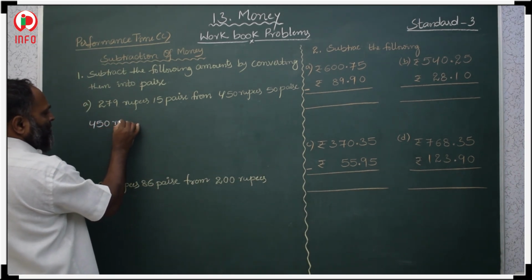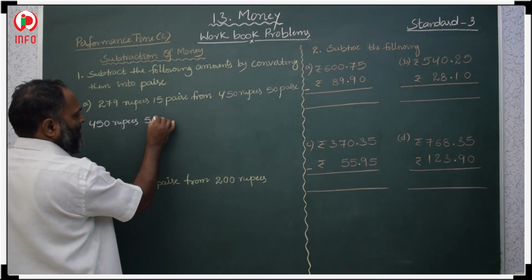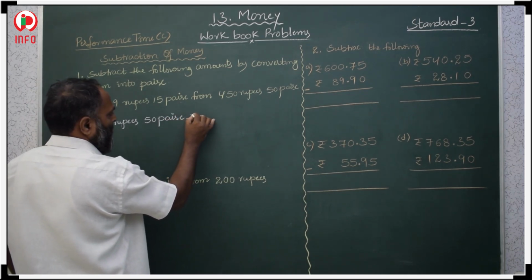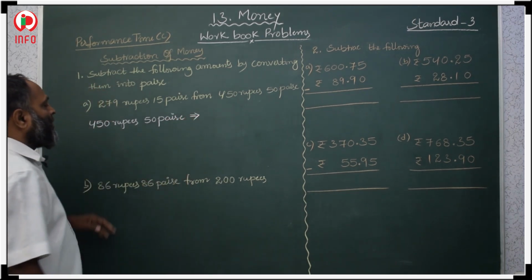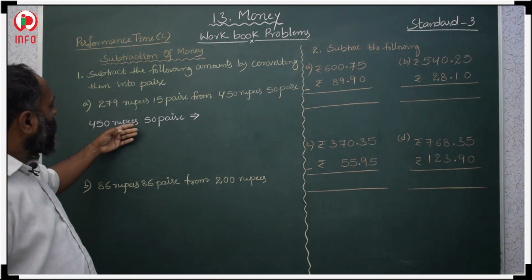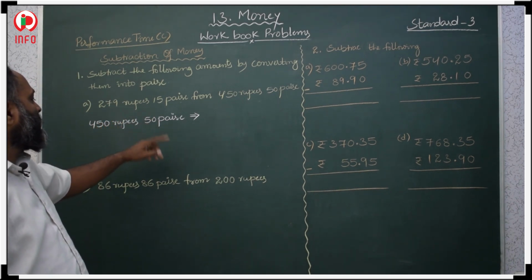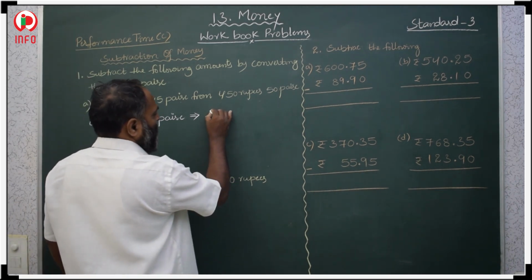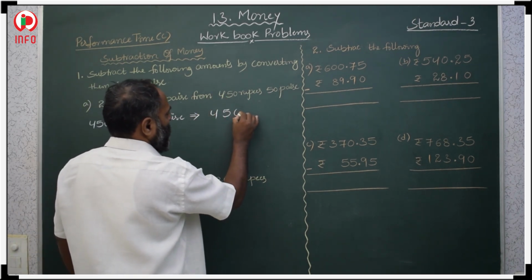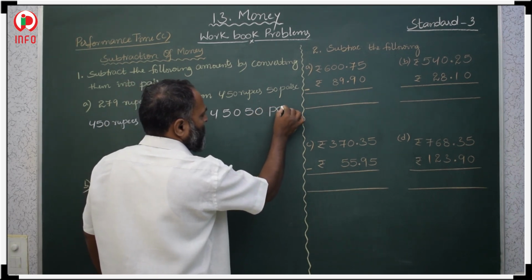450 rupees 50 pice. Then how to convert? Just eliminate the rupees and write your numerals. 45050, that is 45,050 pice.